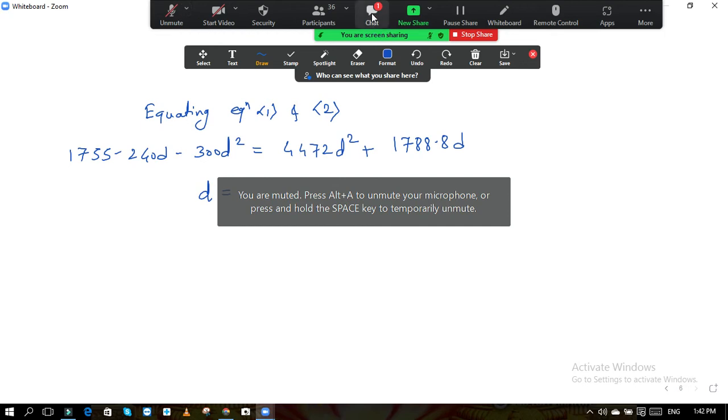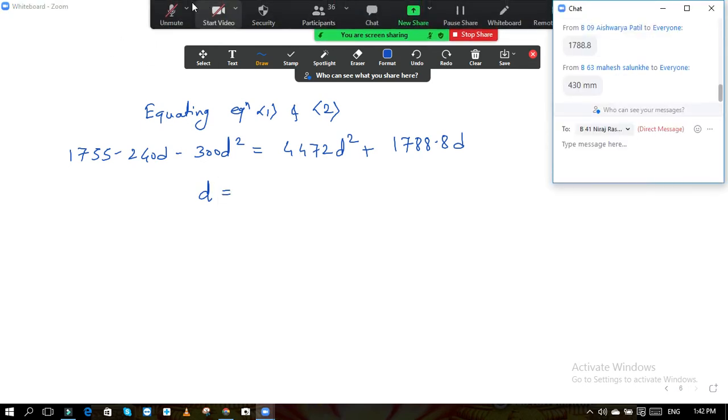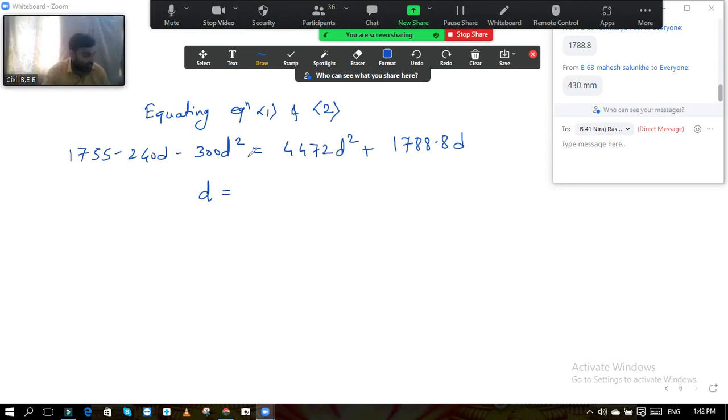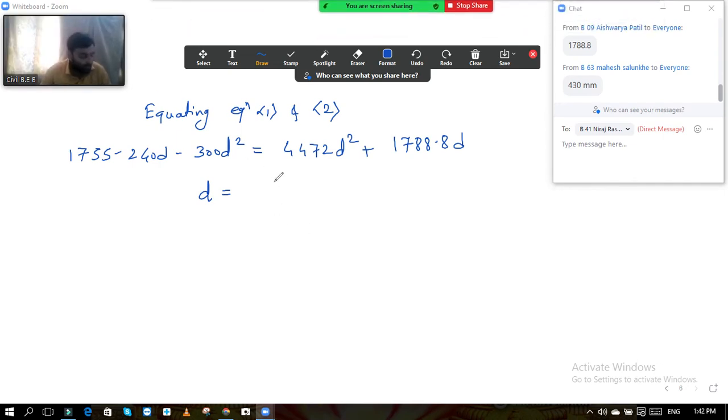What is the answer? So the answer is 0.430 meter, which is not nearly equal to, it is directly equal to 430 mm. Okay. So D required is 430 mm. This is from punching shear criteria, right? This is from punching shear criteria.